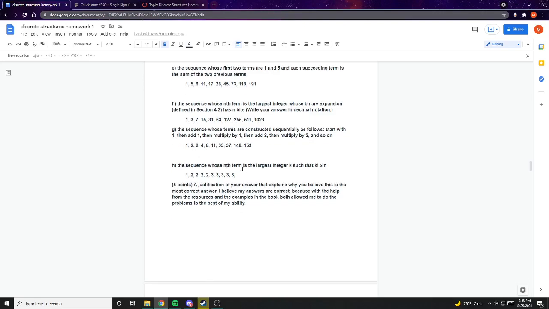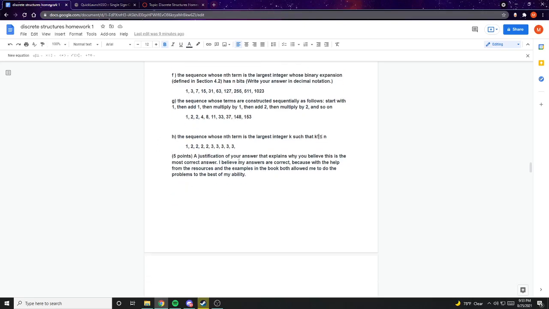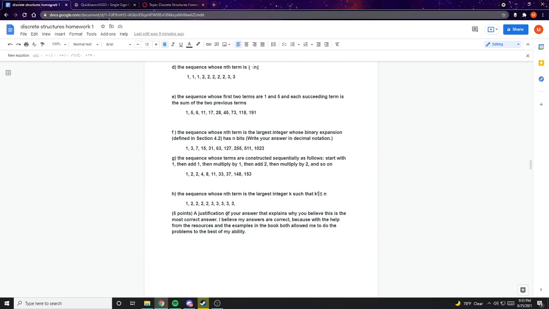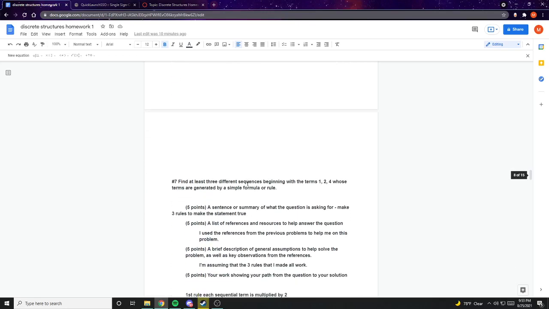The sequence whose nth term is the largest integer k such that k factorial is less than or equal to n, so it's 1, 2, 2, 2, 2, 3, 3, 3, 3, 3. I believe that this is correct because with a couple of helps from some of the resources that I had, based on the prior problem, it helped me a lot, and I think it was pretty easy to do those after I looked at some of those resources.